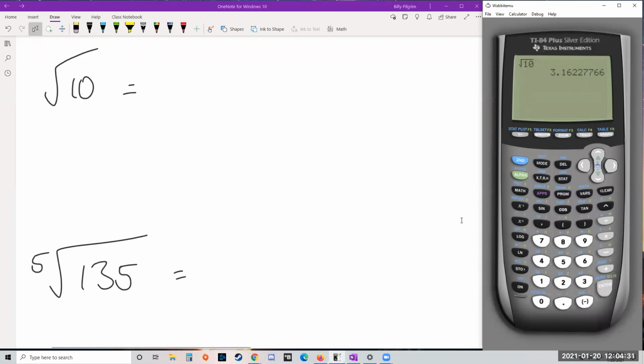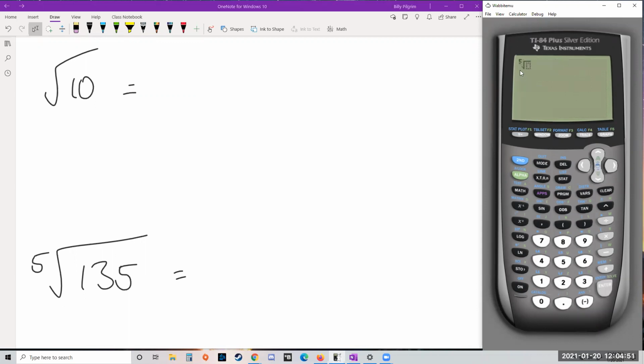If you want to take any other type of root, though, like a 5th root or any advanced roots, the way I would do it: for the 5th root, 5 is what we call the index, the type of root we're taking. So first enter 5, then go to math. And if you notice down here, there is an option for a 3rd root, but even better, below it is the xth root. This will let you take any type of root you want.